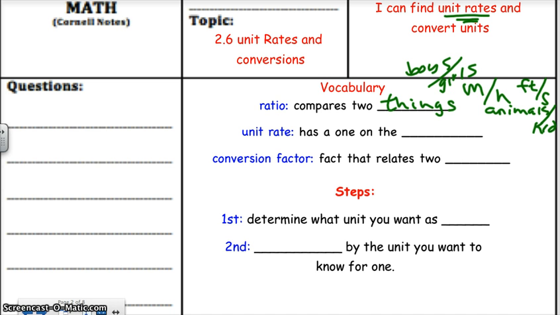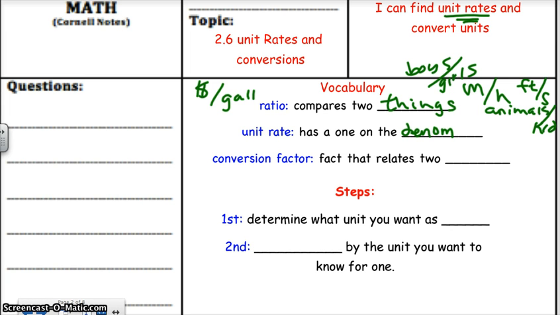Dollars per gallon. If you look at gas stations, it's like what, 3.01 per gallon? I actually have no idea. 3 something a gallon. So we're doing dollars per gallon. Okay? You got things like that. Comparing two things. Okay? A unit rate has a 1 on the denominator.